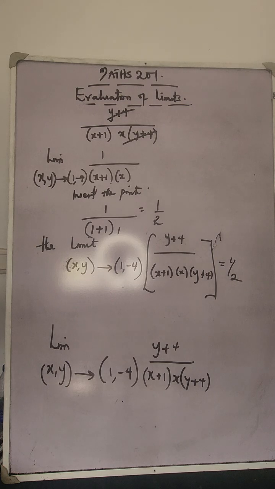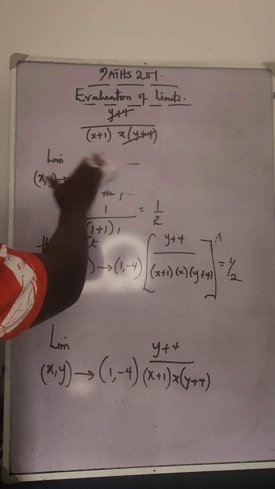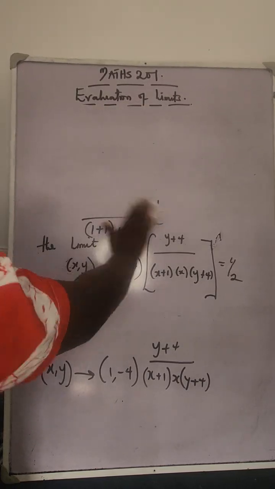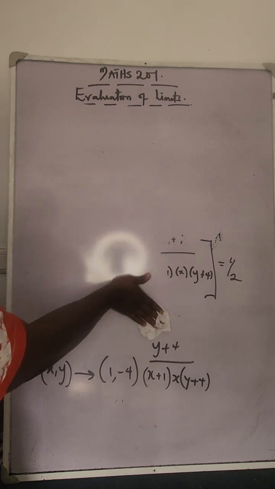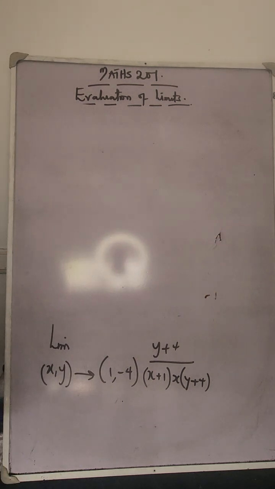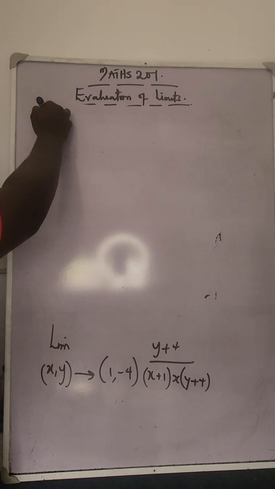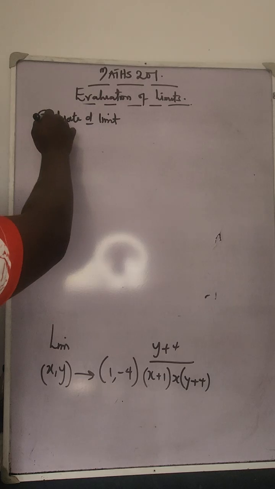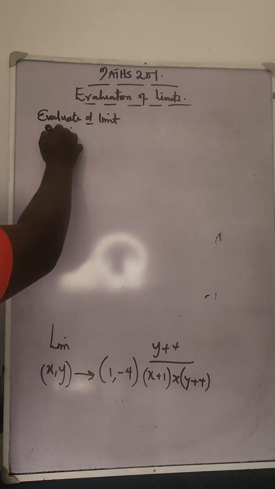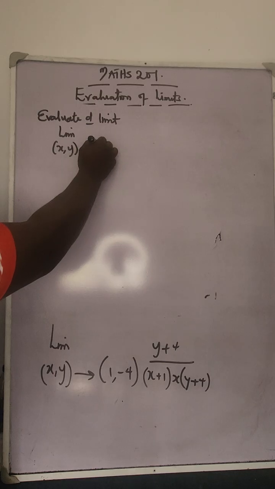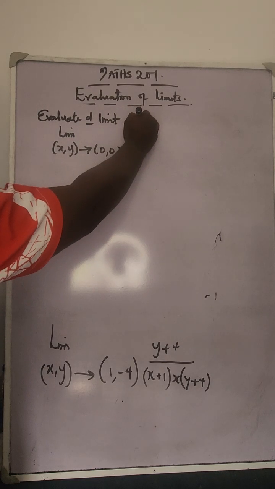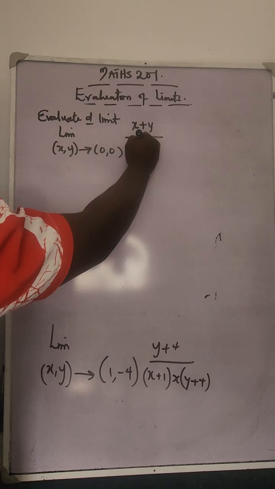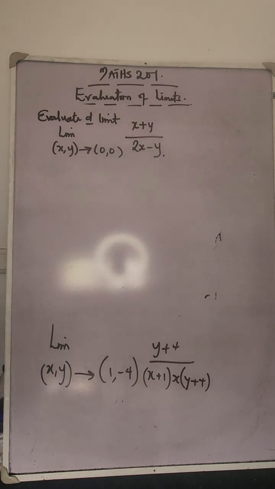Let's look at another question. Another very important question. It says, evaluate the limit as (x, y) approaches (0, 0) of the function (x + y) over (2x - y). So what do we do here?